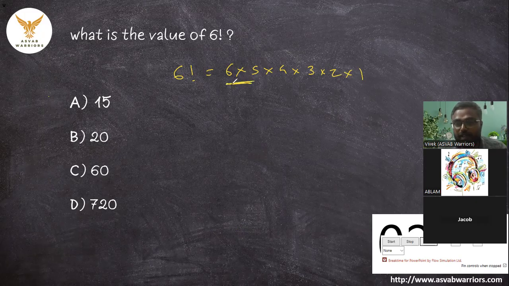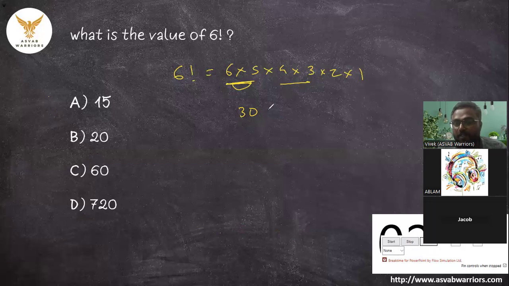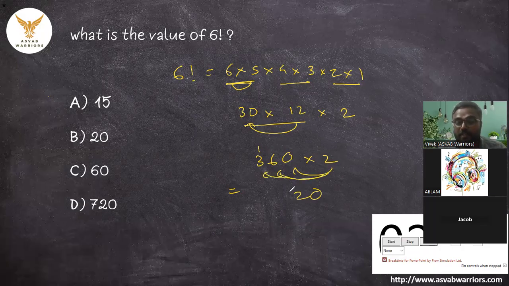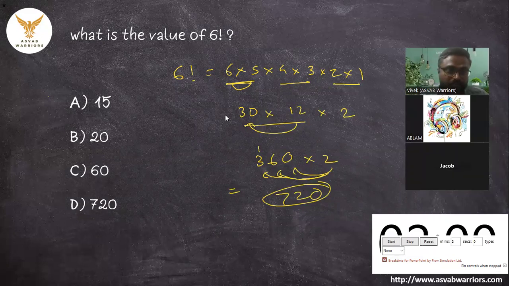We can multiply two numbers at a time. 6 times 5 would be 30. 4 times 3 would be 12. 2 times 1 would be 2 itself. Now I'm going to multiply. Let me multiply this 30 times 12. So 12 times 0 is 0. 12 times 3 is 36. So 360 times 2. Now I'm going to multiply it. 2 times 0 is 0. 2 times 6 is 12. Carry the 1 over. 2 times 3 is 6 plus 1, 7. So 720 is the answer to this particular question.